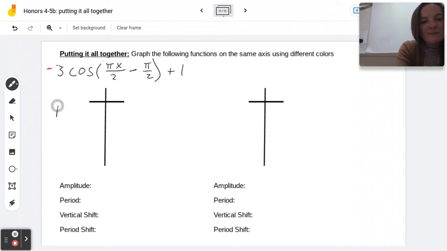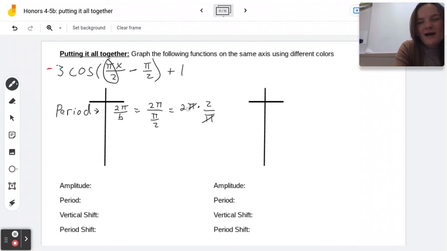We're going to first establish, okay, what is the period of this graph? Well, the period is established by taking 2 pi over b. b right here is actually pi over 2. And so we're going to say 2 pi divided by pi over 2, which if we keep it, switch it, flip it, is going to be 2 pi times 2 over pi. And you guys can see the pi's cancel. And so we're actually just left with 4.